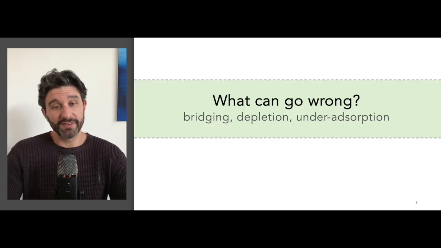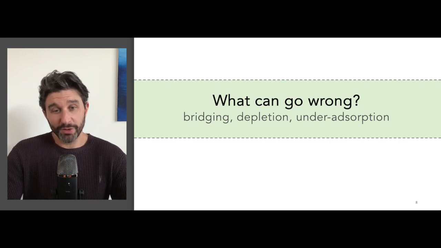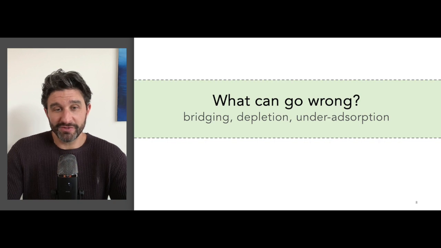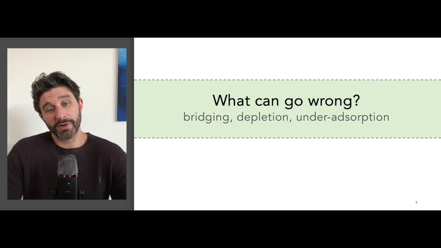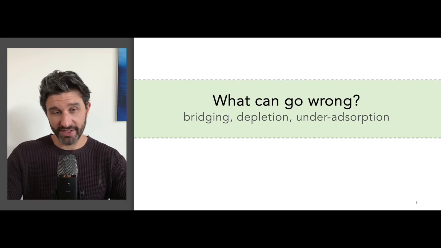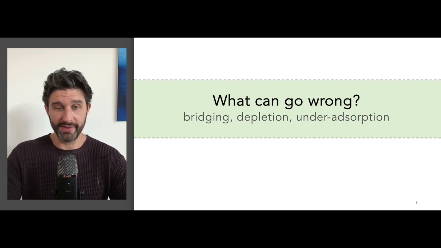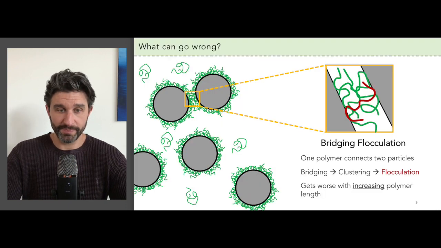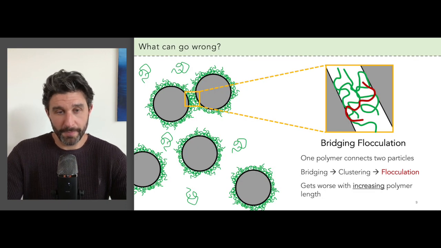Now, this is a very simple picture. Of course, if this worked perfectly in practice, we wouldn't have the science of polymer particle dispersion formulation. So what can go wrong? There are a number of interactions and factors that can cause complications. And here we'll talk about three of them: bridging, depletion, and underadsorption. Let's start with the first one.